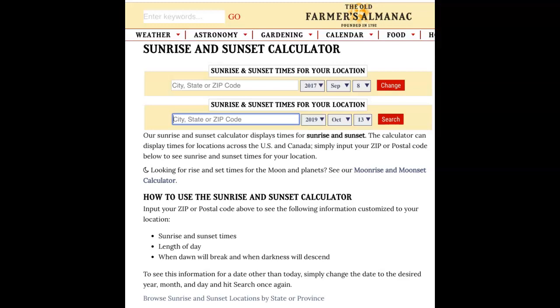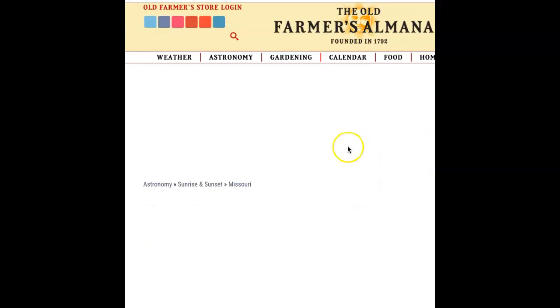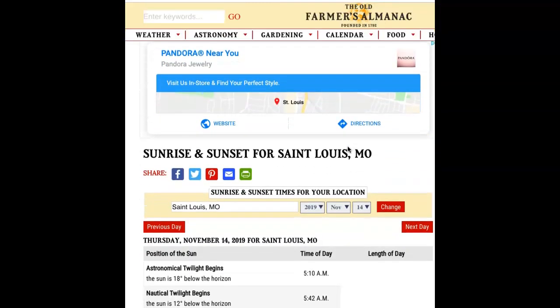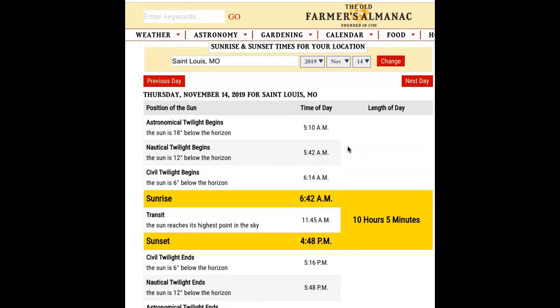On the website, students should enter their location and the month, day, and year for their birthday. For example, I would mark my location as St. Louis and my next birthday as November 14th, 2019. A chart is generated and the highlighted portion indicates the time of sunrise and sunset, as well as the total elapsed time of daylight. Students should record this information on the Sunlight Hours Student Journal page.